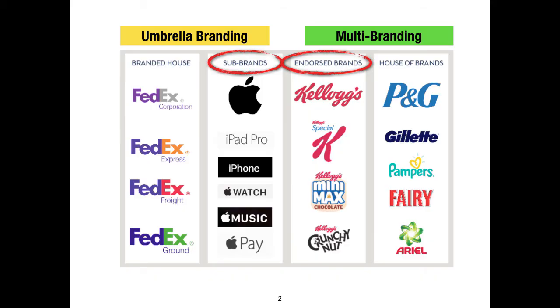Whereas on endorsed brands, Kellogg's Special K is kind of a giveaway, but Mini Max chocolate or Crunchy Nut, those are not necessarily known to be Kellogg's brands, but Kellogg's would like you to know they're part of the family, so they put it right on the logo. So that's what we think about when we think about these various kinds of ways: branded house and sub-brands and endorsed brands and house of brands.